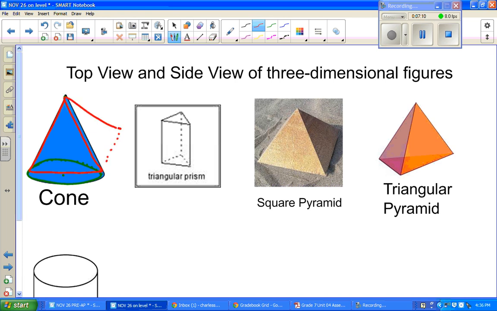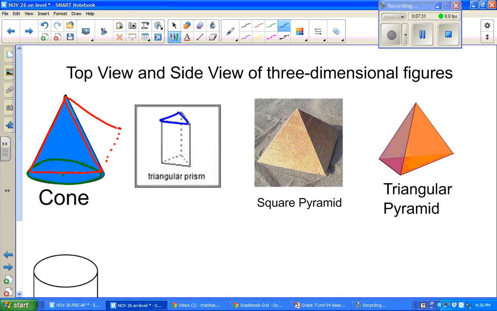Okay? So we're going to look at some real live 3D figures in class. So it'll give you a better perspective as to what these shapes actually look like. So moving on to the triangular prism. If you look at it from the top, you'll notice that you see a triangle.